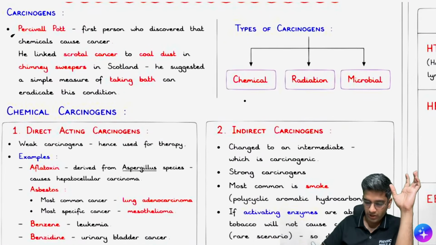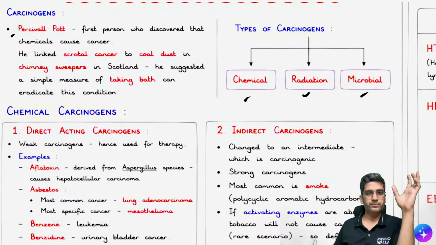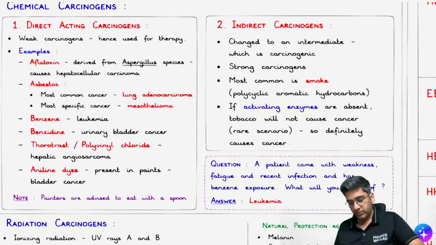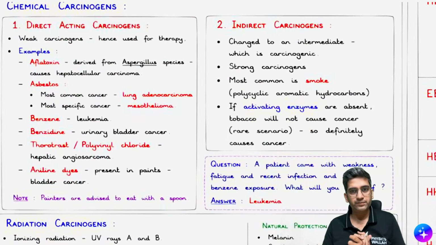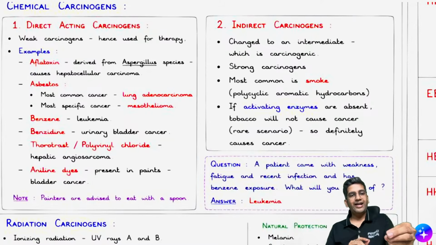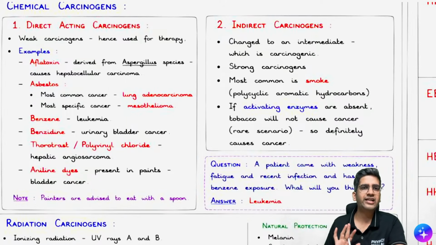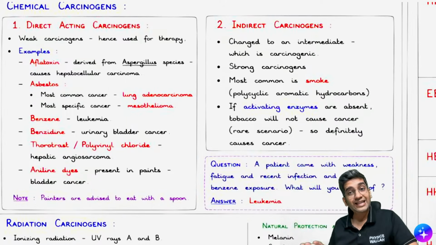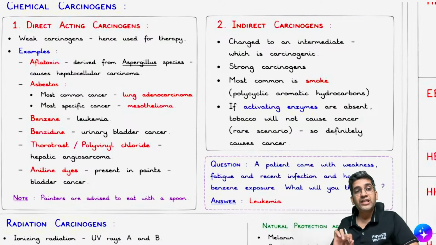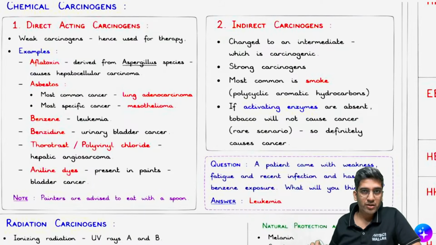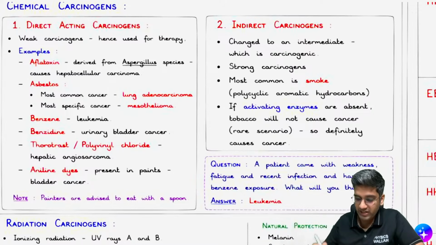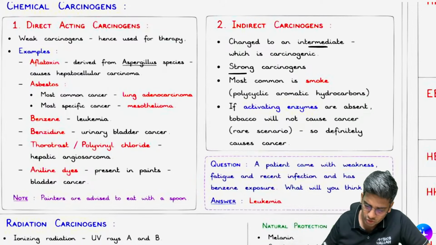We can divide carcinogens into chemical, radiation, and microbial. In chemical, we divide them into direct and indirect. Direct acting carcinogens, as the name says, come in touch with the chemical and it will directly cause mutation. That's what direct acting carcinogens are. Indirect acting carcinogens are something which has to be changed to a carcinogen inside the body. Actually, indirect acting carcinogens are the strongest carcinogens.